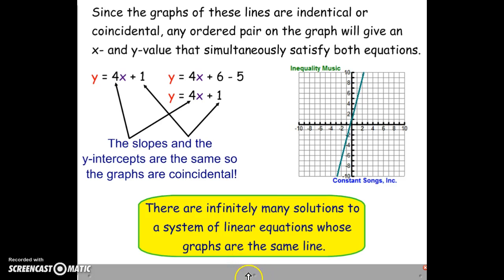So we have, if I have two lines that intersect in one point, there's going to be one solution. If I have parallel lines, there's no solution. If there's one line, there's infinite solutions.